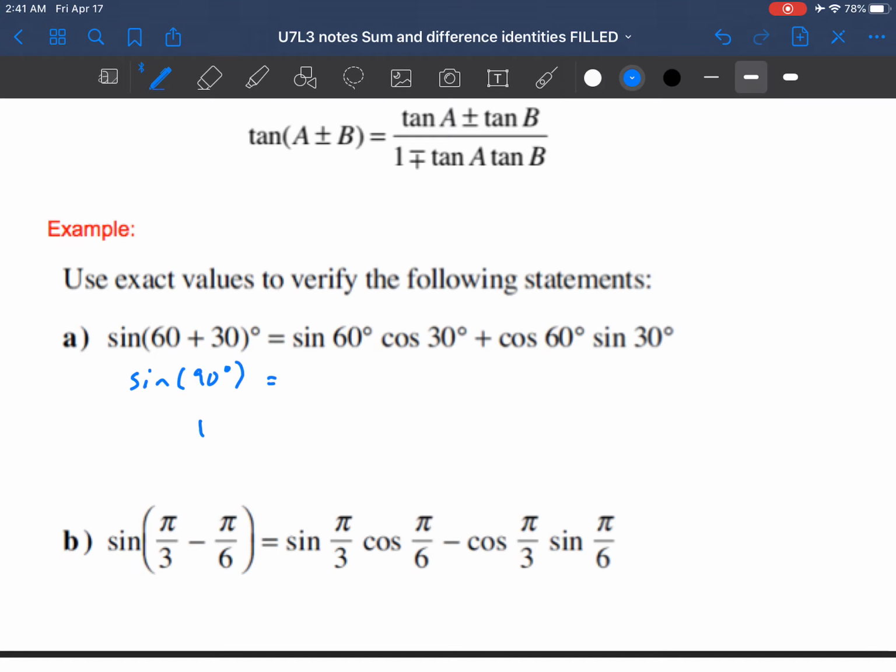And let's verify that. Well, sine 60, that's root 3 over 2. Cosine of 30, that's also root 3 over 2. Cosine 60, that's a half. And sine 30 is a half. So if we take this right side and expand it out, this is going to be 3/4 plus 1/4. Hey, that's going to be 1. So they work in that case.